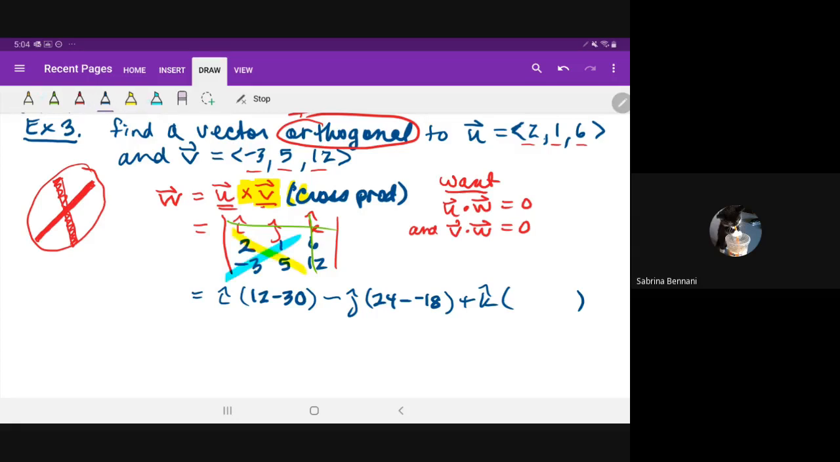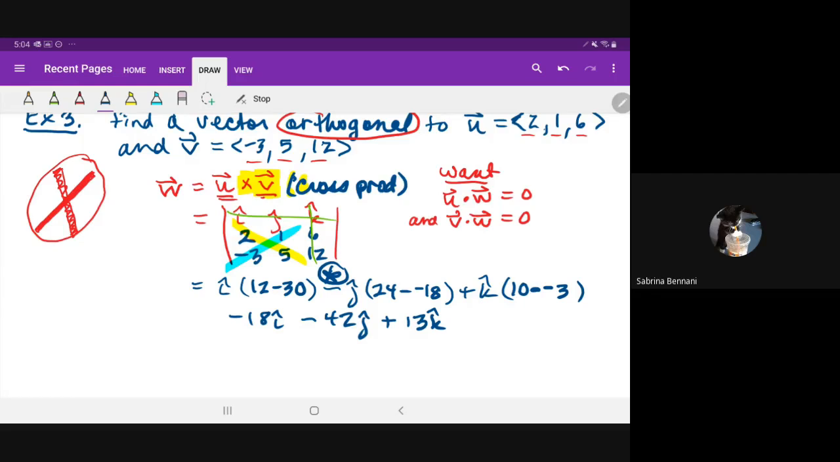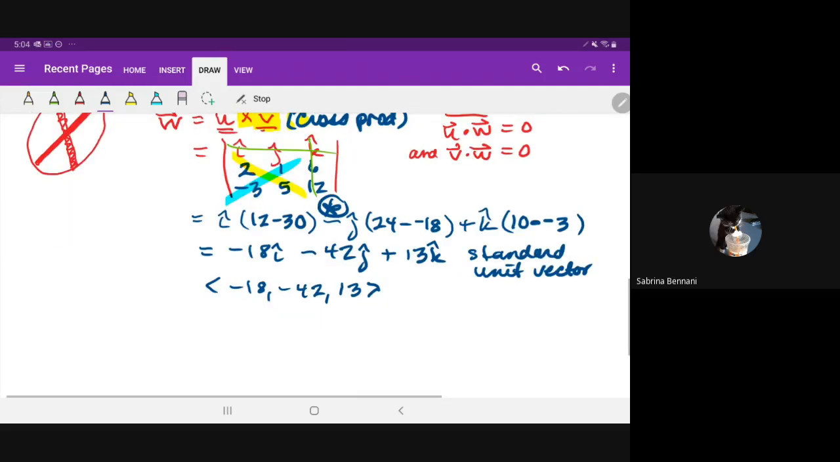Probably you guys are done already because I'm trying to show all this work, but probably you're done. So this is negative 18I minus 42J. And remember, put a star here so you remember that's a minus, plus 13K. Okay, now this answer, you could write it that way, or you can write it in component form. This form is called a standard unit vector. Okay, so this is the answer for W.